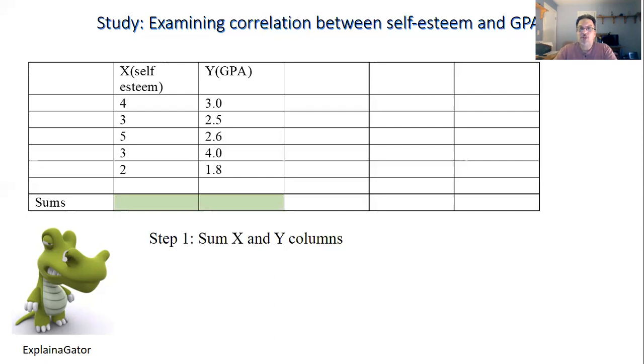Okay, so Explainator is there probably to explain stuff. He's going to tell us what to do. I'm also going to use color coding, which also works, but apparently cartoon animals really make the difference. So we're going to walk through step by step. And step 1 is sum up the X and the Y columns.